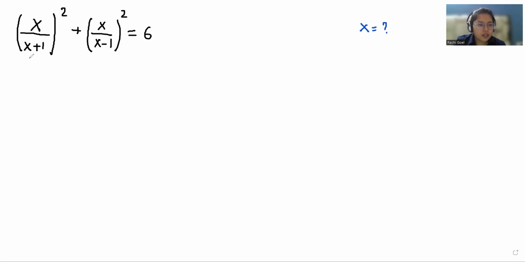As we can see, we consider this as one term and this as one term, so we can write it as a² + b². Here we have a formula: a² + b² = (a + b)² − 2ab. So we are going to apply this. Our a is x/(x+1) and b is x/(x−1). Let's put the values in the formula.